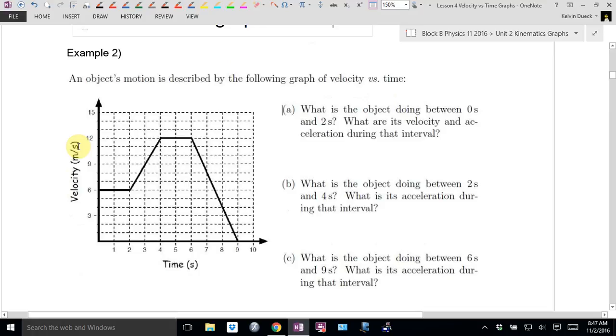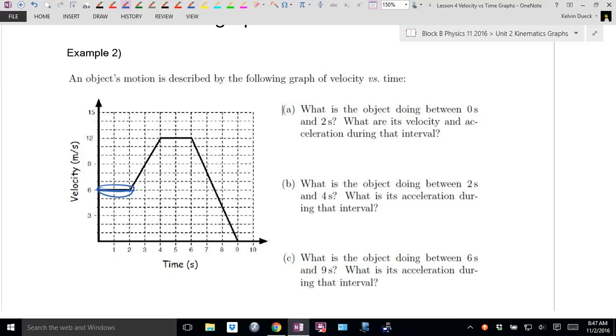But let's do example 2. An object's motion is described by the following graph of velocity versus time. Yep, I checked. It is velocity on the y-axis. So let's see if we can answer this. What's the object doing between 0 seconds and 2 seconds? Now, how fast you're going is not the slope. How fast you're going is the height, the y-coordinate. So, between 0 and 2 seconds, which I guess is that little chunk of line right there. Don't circle yours. I'll just do that so you can see what we're talking about.